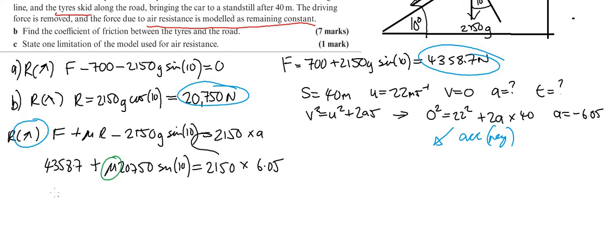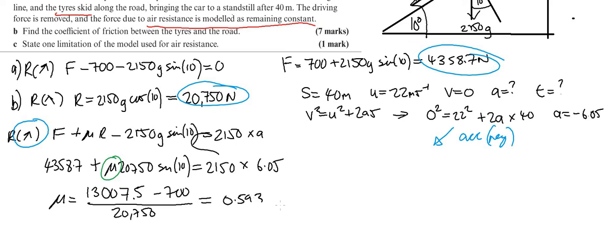So mu is equal to 13,007.5 minus 700, and we divide that by 20,750, and that gives us 0.593, and that's our coefficient. And remember, the coefficient is something we're multiplying by, and it tells us whether basically we're getting the full frictional force or not. So this is always going to be a decimal. 1 is going to be the maximum.